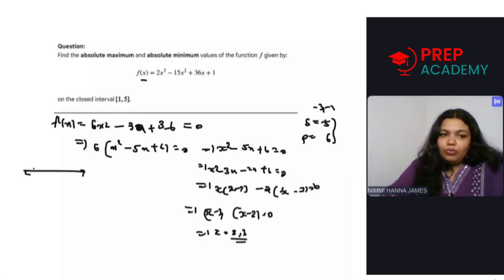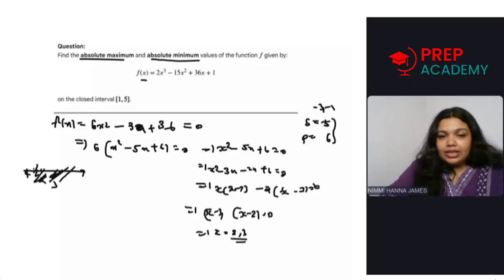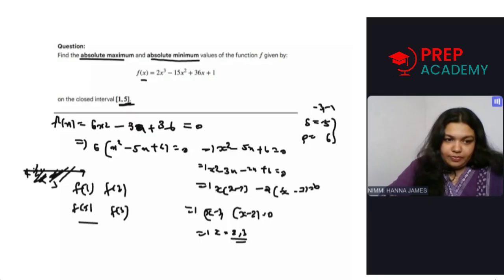So on a number line, it is 2 and 3. If it was an increasing decreasing problem, we had to do this number line thing, but our question was to find the absolute maximum and minimum. So we found the critical points, x is equal to 2 and 3. Now we want to calculate the function values at the end points and the critical points. The end points are 1 and 5 in the closed interval. So we want to find f of 1, f of 5, and f of 2, f of 3, the critical points. Okay, let's do it.